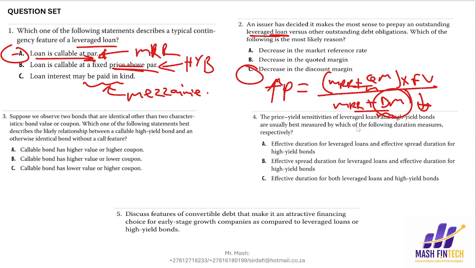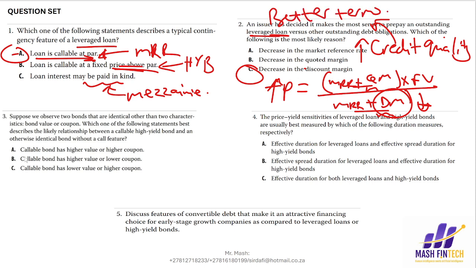A decline in the discounted margin occurs because the issuer's credit quality has improved. If the issuer's credit quality has improved, if you repay, you can then take another loan at better terms. We spoke about an increase in credit quality, and an increase in credit quality implies better terms.